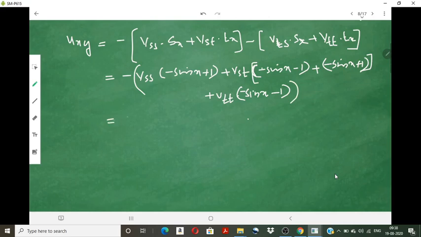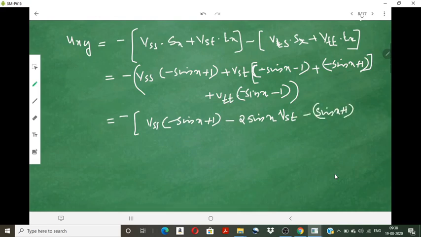Okay, this is equal to minus of Vss into minus sin x plus 1, minus 2 sin x into Vst, minus sin x plus 1 into Vtt. This is equation number 4, Uxy. Okay.